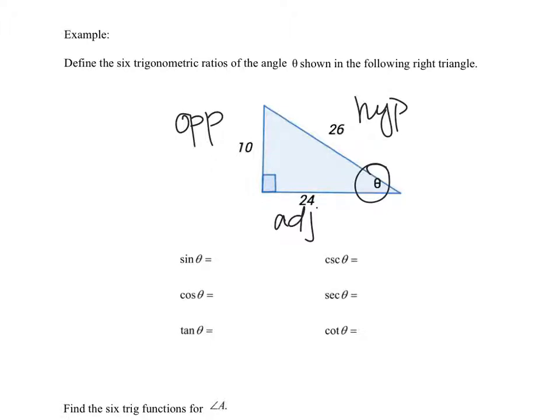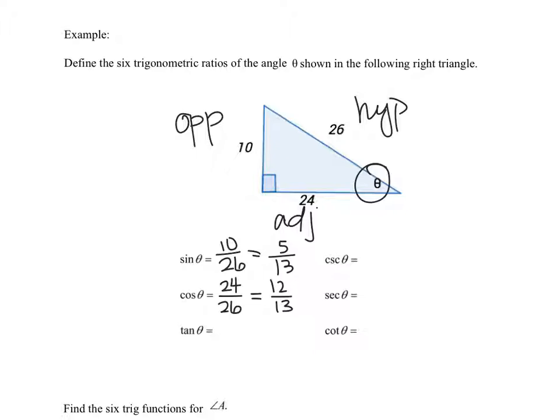So all we have to do is write our trig ratio. Sine, which is opposite over hypotenuse, is going to be 10 over 26. And if you can simplify a ratio, you want to. So 10 divided by 26, both divisible by 2, simplifies to 5/13. Cosine, which is adjacent over hypotenuse, is going to be 24 over 26. Again, that can simplify, both divisible by 2. We get 12 over 13.